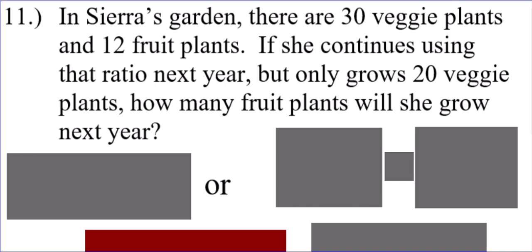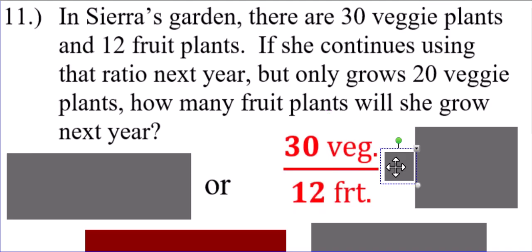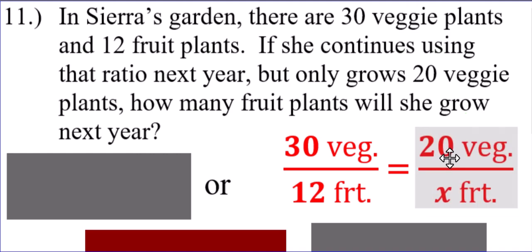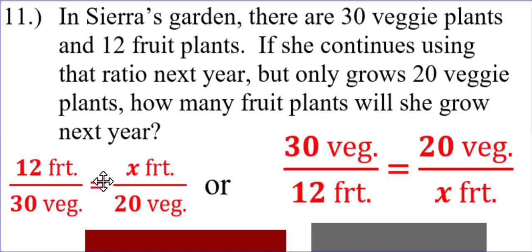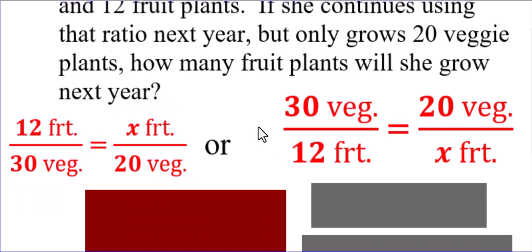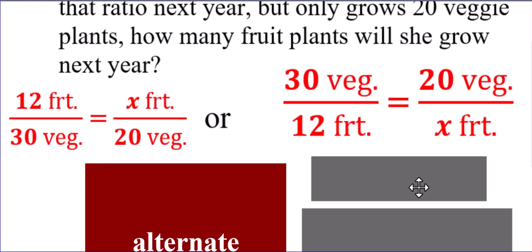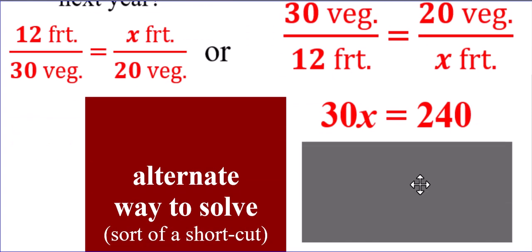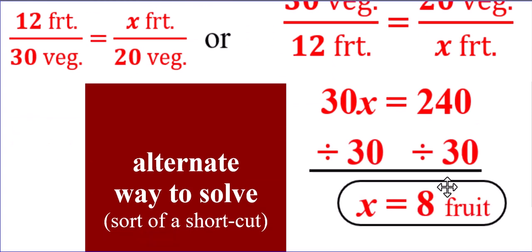Problem number 11. This is not a total problem. We've got veggie plants and fruit plants. So if you're going to do 30 veggie over 12 fruit, then you're going to set it equal to 20 veggie over X fruit, for how many fruit plants. Could you do it the other way? Yes. As long as you set up both fractions the same way, either setup will work. Cross multiply and solve, and you are going to get 8 fruit plants.